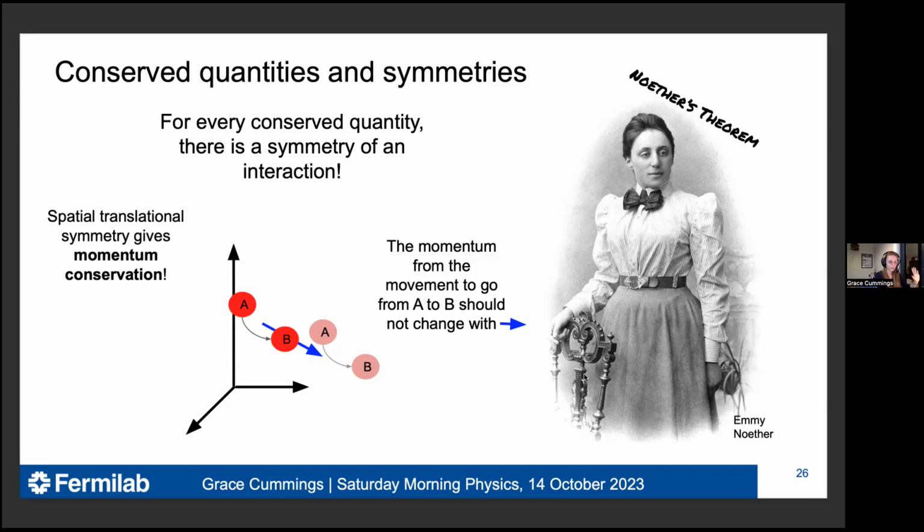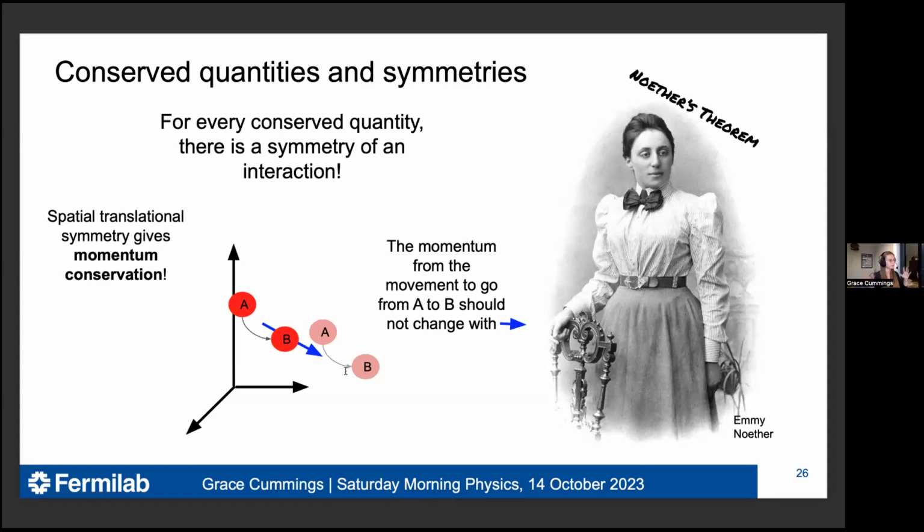And energy conservation isn't, of course, the only one that you can easily see. Spatial translation is what gives momentum conservation. So this is a symmetry of the interaction. A falling to B should be the same in this area of space as it should be here. There's no reason that the momentum of this movement should be different just because A and B have moved slightly. And this is ultimately a symmetry in this interaction, and this is what leads to momentum conservation.